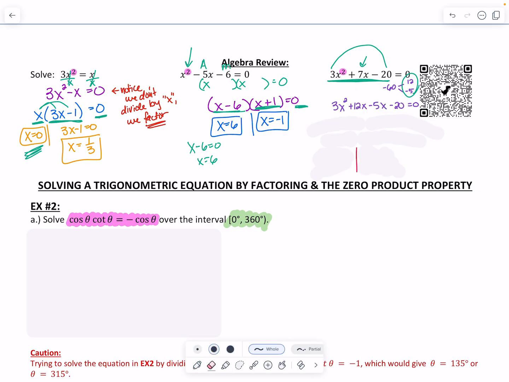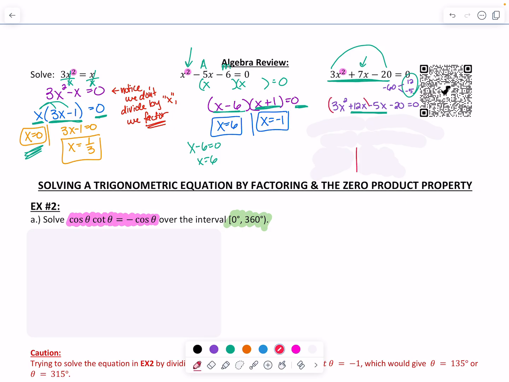So my first term is still going to be my 3x squared. My two middle terms now, instead of calling it a 7x, I'm going to call it a 12x minus 5x, because isn't really that the same thing as 7x? Just split up into two different numbers that equal a 7x, and then I have my -20. Okay, this is called split the middle term. Once I have done this, I can factor by what we call grouping.